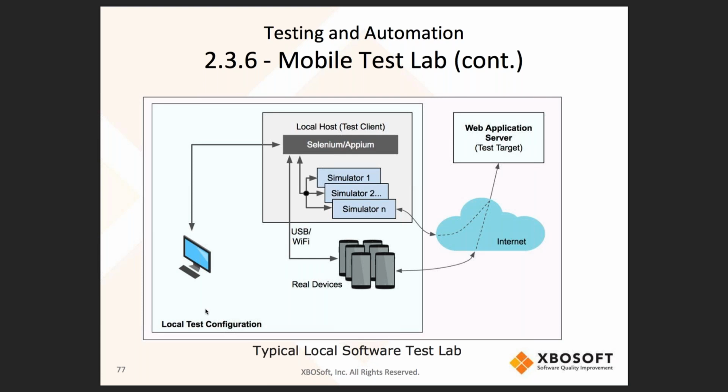This is a typical local test lab setup. It's a simple diagram. So local test configuration, you can have real devices there and you can have simulators, and they're all hooked up through Selenium and Appium. And you can run them simultaneously. So you can run tests, like a particular test on a simulator of, let's say, an iPhone 5S and an iPad and an iPhone 7.